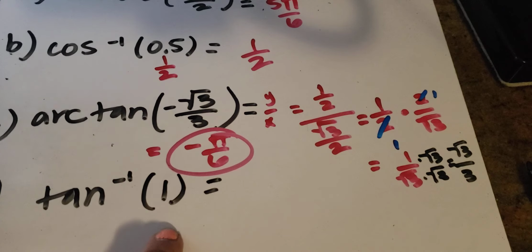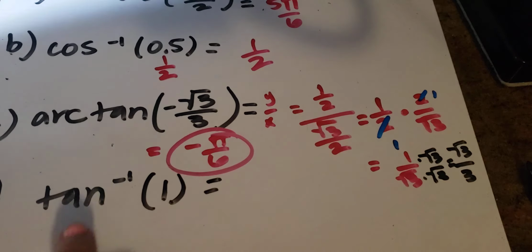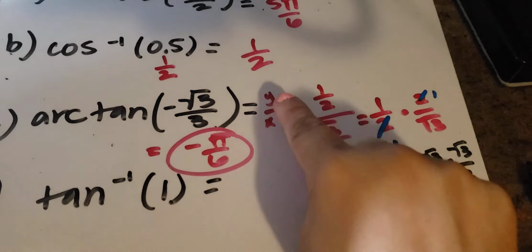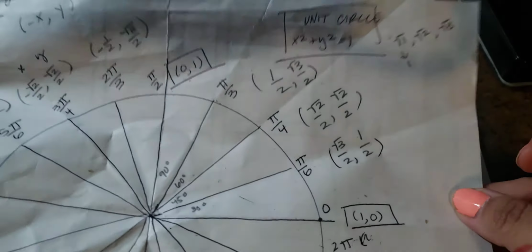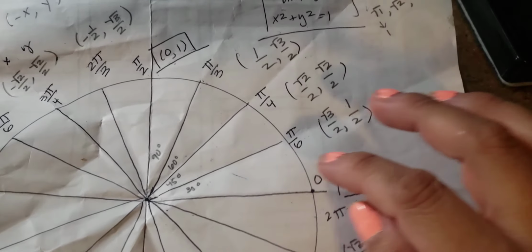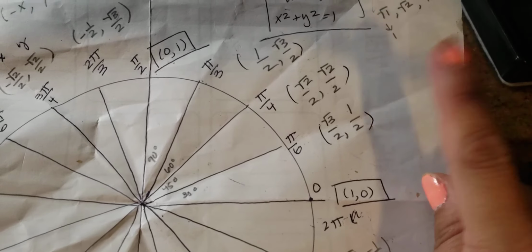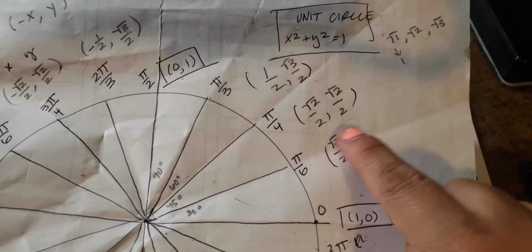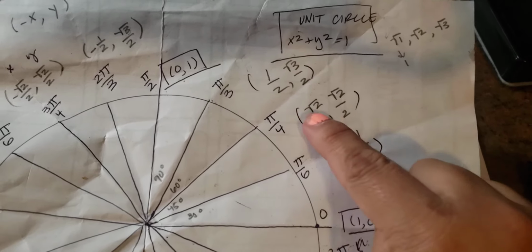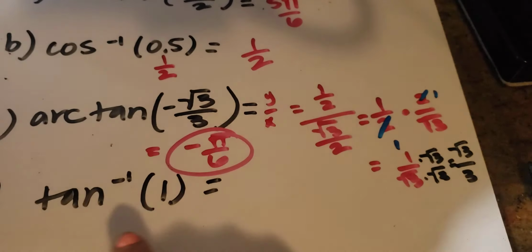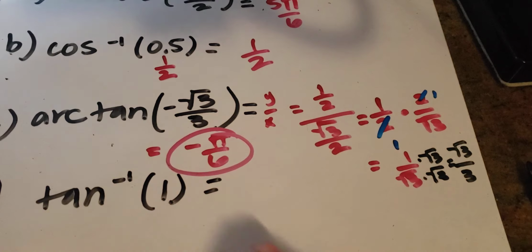Tangent inverse of 1. Remember again, that's your y over your x. So when will your y over your x give you 1? When they're exactly the same. If y over x are exactly the same, they're going to reduce to 1. So tangent inverse of 1 should be pi over 4.